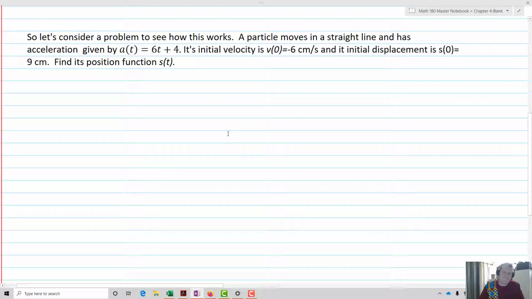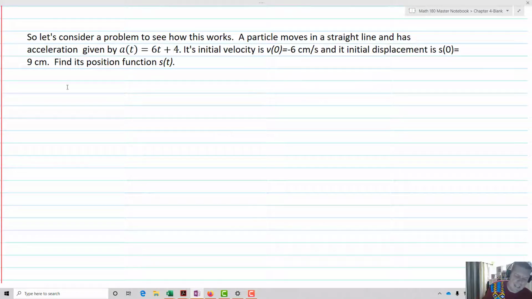So let's look at a problem. A particle moves in a straight line and has an acceleration given by a of t equals 6t plus 4. Its initial velocity is v of 0 equals negative 6 centimeters per second, and its initial displacement is s of 0 equals 9 centimeters. Find its position function s of t.